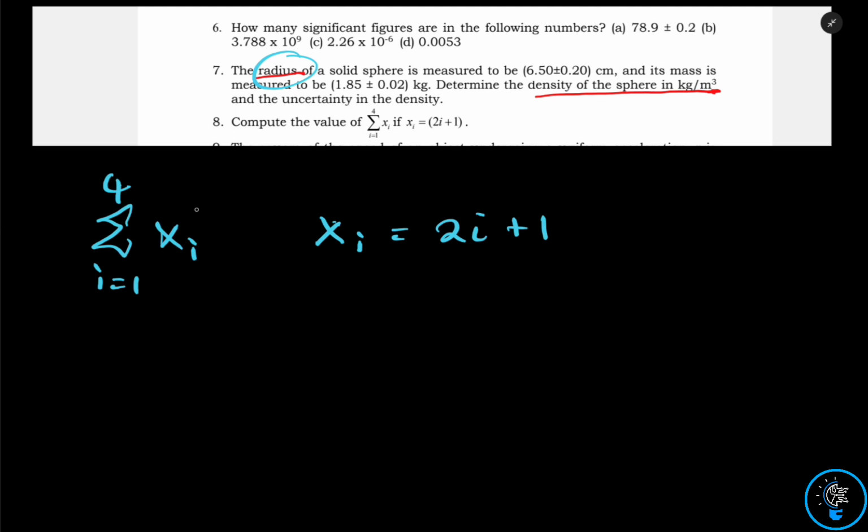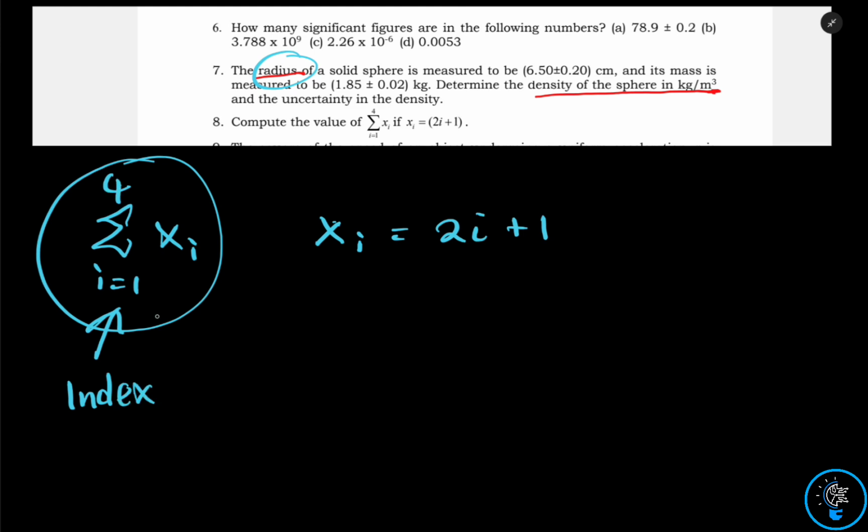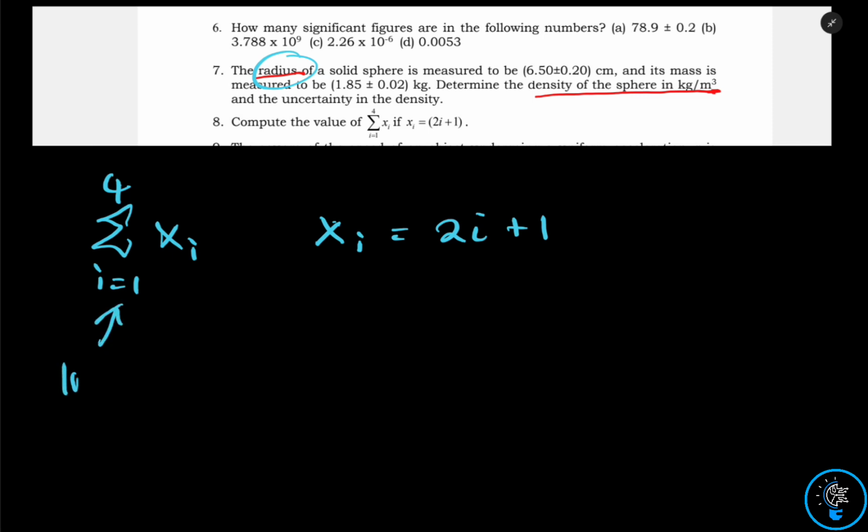Okay, so if you are given something that looks like this, what you must know is that this bottom part is known as the index. The top part, actually, let's call it the lower limit. So this one is just the lower limit.